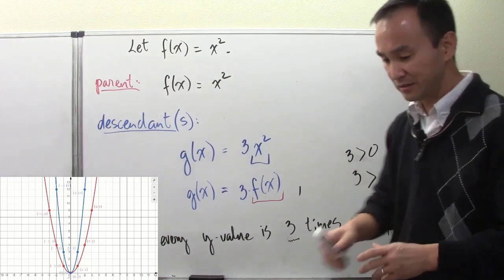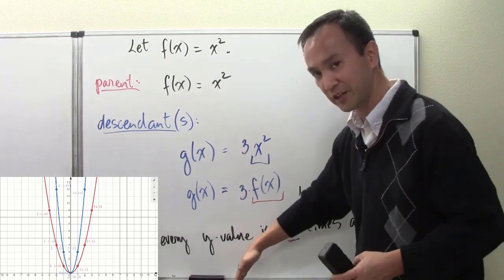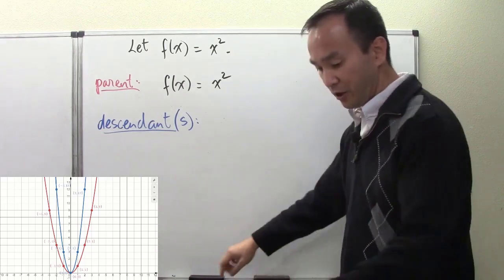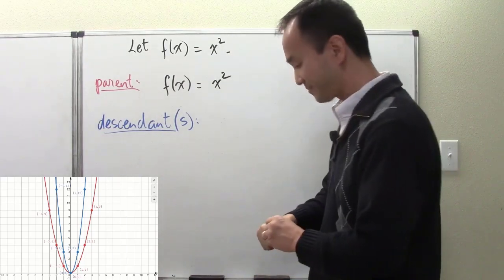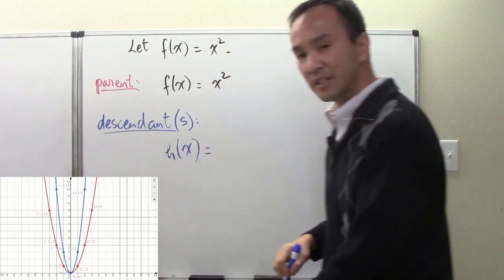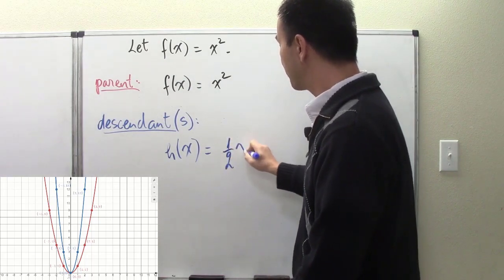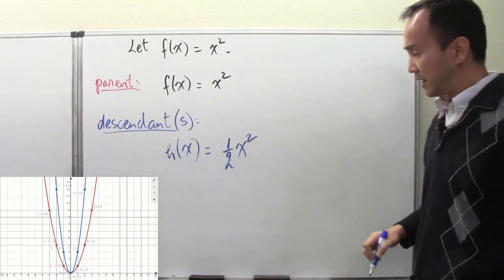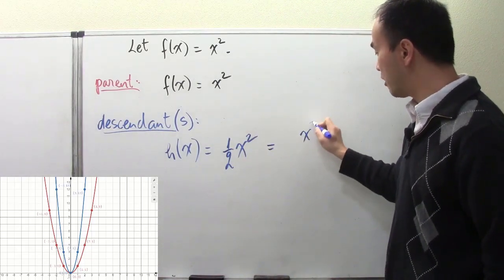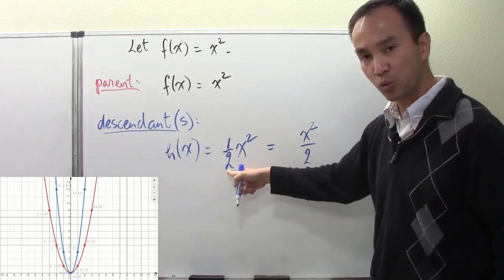Now I'm going to write down another descendant function, so I have to erase this. Now we can call this h of x, because it's a different function. Okay, h of x. I'm going to define this as 1/2 x squared. Sometimes this can be written as x squared over 2. Algebraically, x squared over 2 is exactly the same as 1/2 x squared.